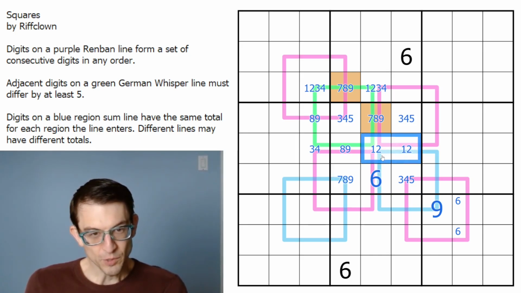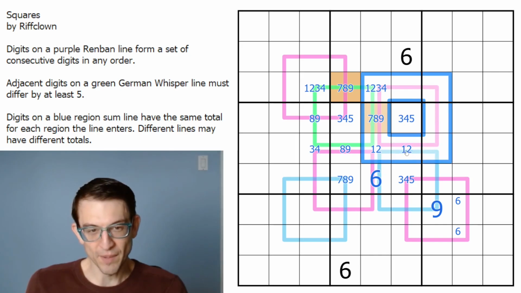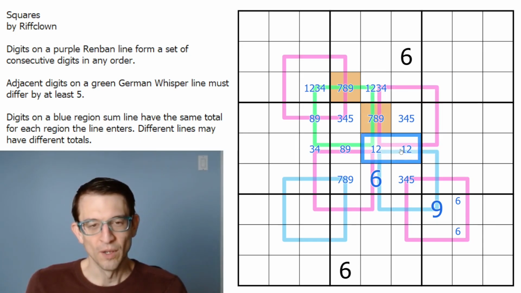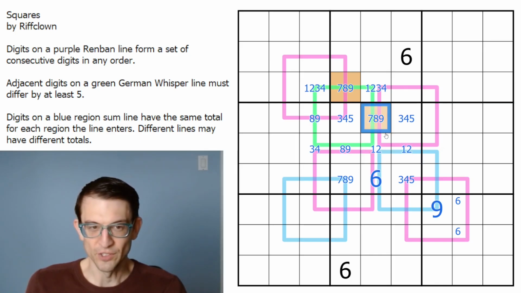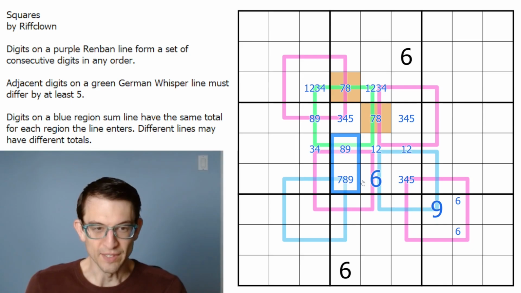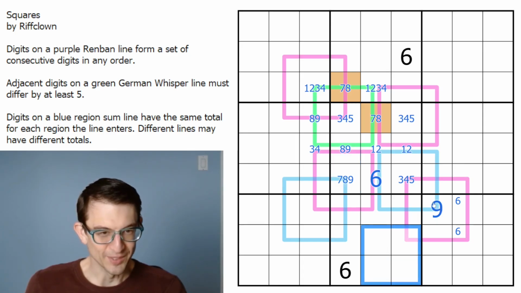I have this 1, 2 pair here, which means this Renban is 1 to 8. It can't have a 9 on it because I have a 1 on it for sure, right? This 1, 2 pair, they're both on this Renban square. So there's definitely a 1 on here, so it can't be a 9. So this isn't 9. 9 is one of these. That's not so helpful.